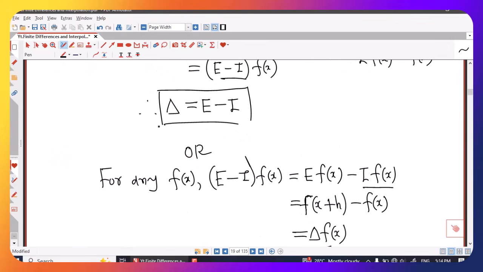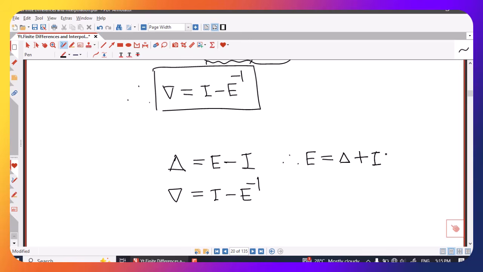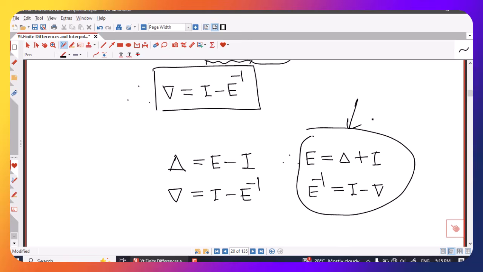Delta is equal to E minus the identity operator. We have proved these two relationships: delta is E minus the identity operator, and nabla is I minus E to the power minus 1 of the shift operator. Sometimes they can ask you to prove in this way also. From this I can rewrite this as E equal to delta plus I, and from this I can write E to the power minus 1 equal to I minus nabla. So sometimes they can ask you to prove in this way also.